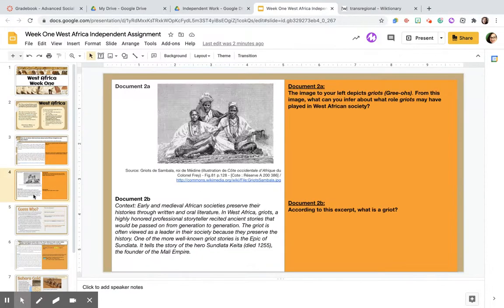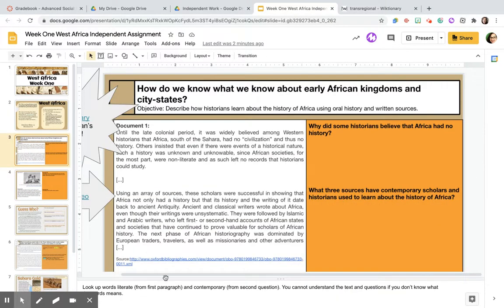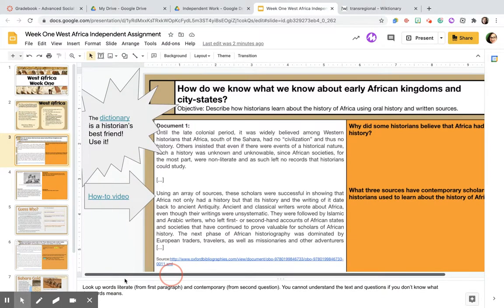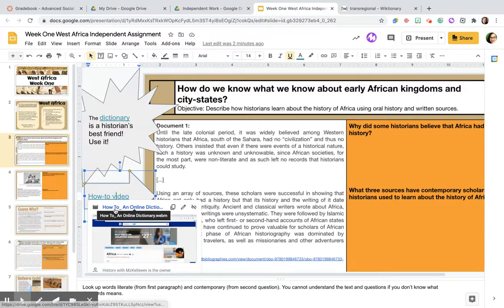Now on slides, you're going to be completing slides 3, 4, and 5. So when we look at slide 3, I'm going to go ahead and move this over here. It says the dictionary is a historian's best friend, so use it. And then what you're going to do here is look up the words literate from the first paragraph and contemporary. You cannot understand the text in questions if you don't know what this word means. So this how-to video will explain how you can look up words quickly.